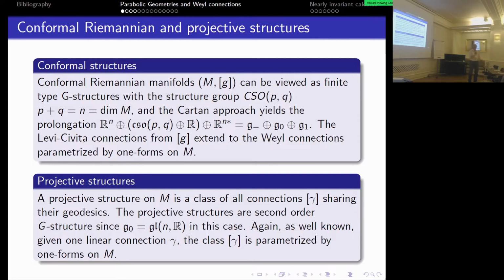So you simply pick up one connection and say that all other connections sharing the same geodesics would be in the class. And in both cases, you can notice the similarity that they are both parameterized by one form. So the freedom in the choice of the connections is always just an affine space modeled over one form, right?